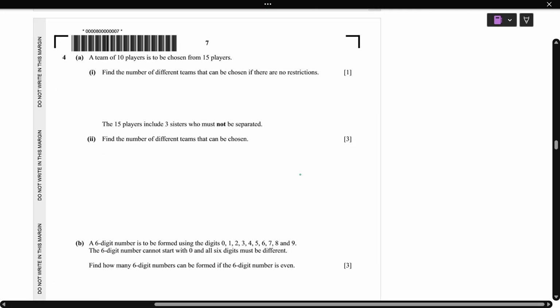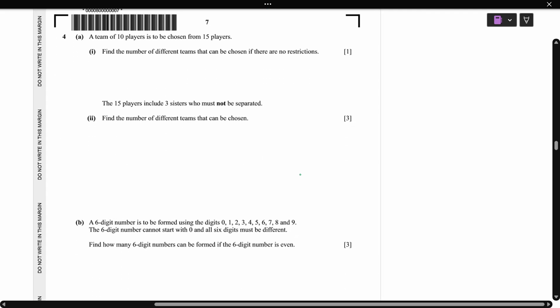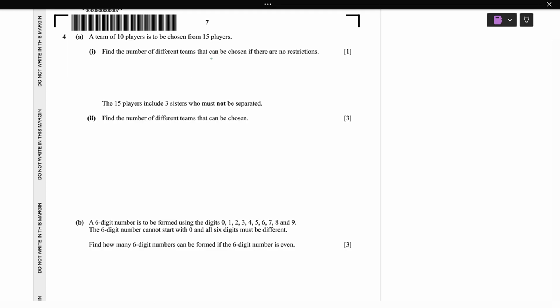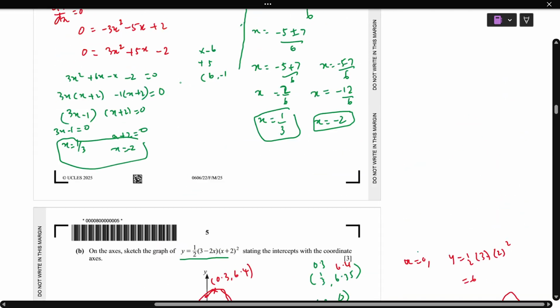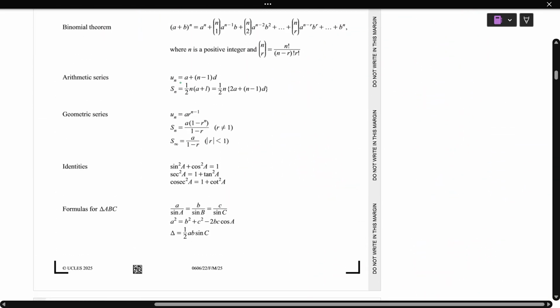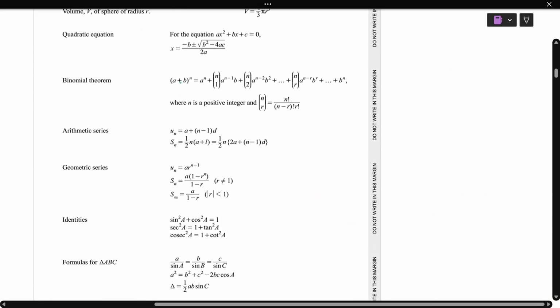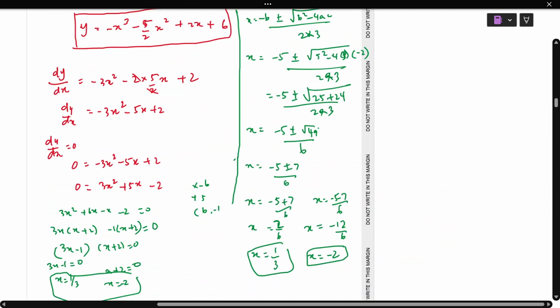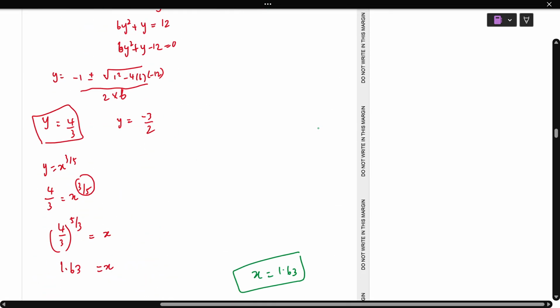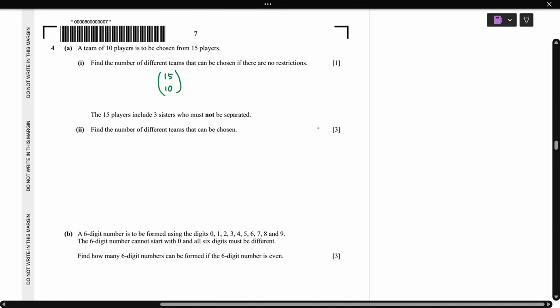Okay, so let's go for our next question 4. A team of 10 players is to be chosen from 15 players. There is no restriction. So 15, 10. The formula is given for you on the formula page: n factorial by (n minus r) factorial into r factorial. So we go for the same formula.